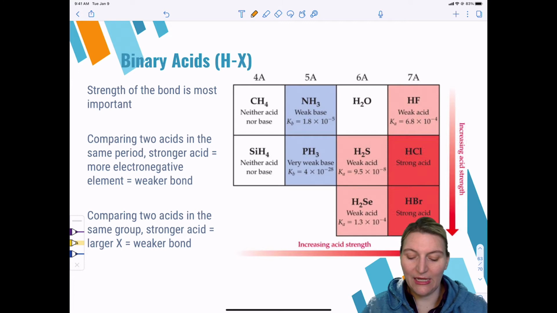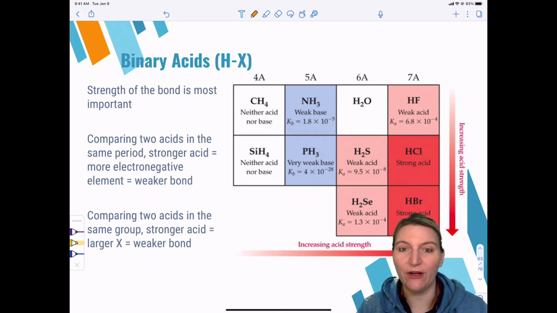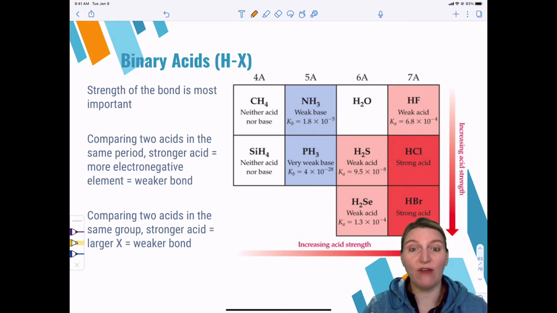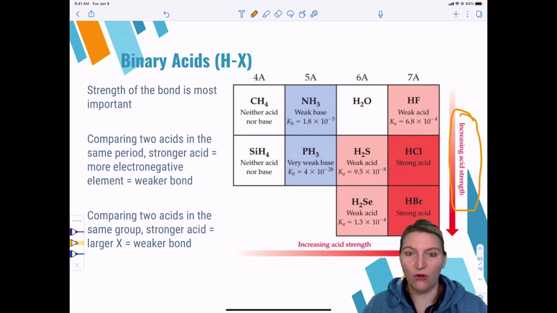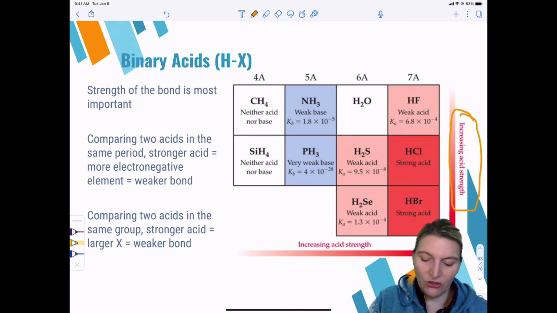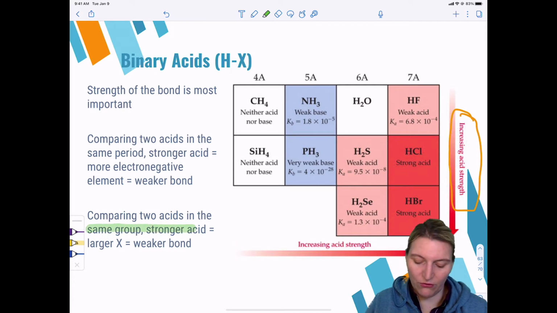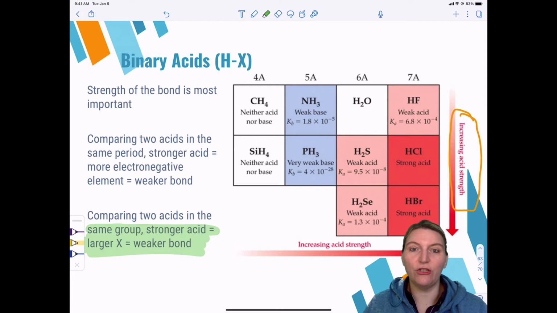And you can see from this table here, what's most important here is the strength of the bond. The stronger the bond, the less acidic it will be. So what can make a bond really strong? Well, size is going to make a big difference there. And that's what we see going down a group. Comparing 2 acids in the same group, the stronger acid is the one with the larger nonmetal.